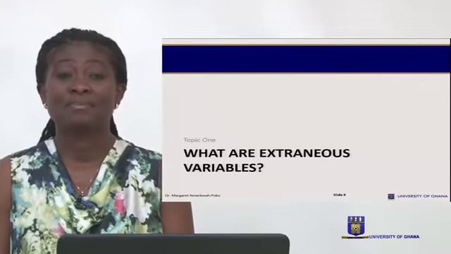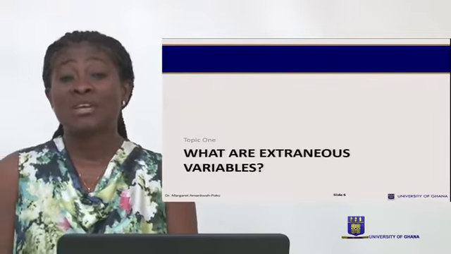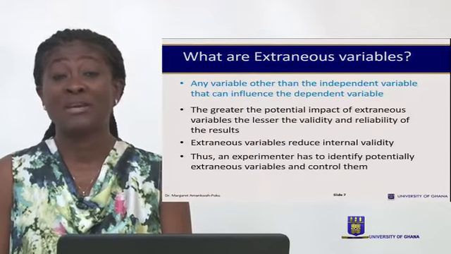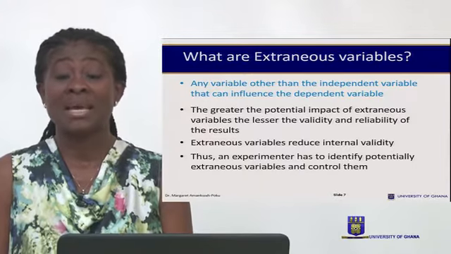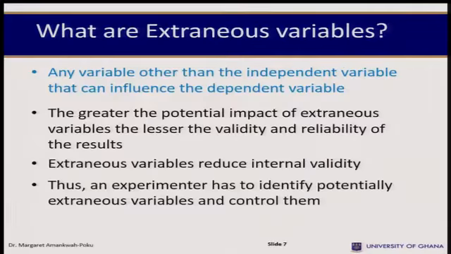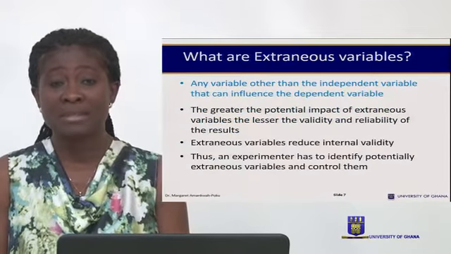So let's start. What are extraneous variables? Again, I'm sure you've heard it over and over again in the various sections. And as I keep saying, they are any variables other than the independent variable that can affect the outcome of a study. Any variable other than the independent variable that can have an effect on the dependent variable, but they are not of interest to the experimenter.